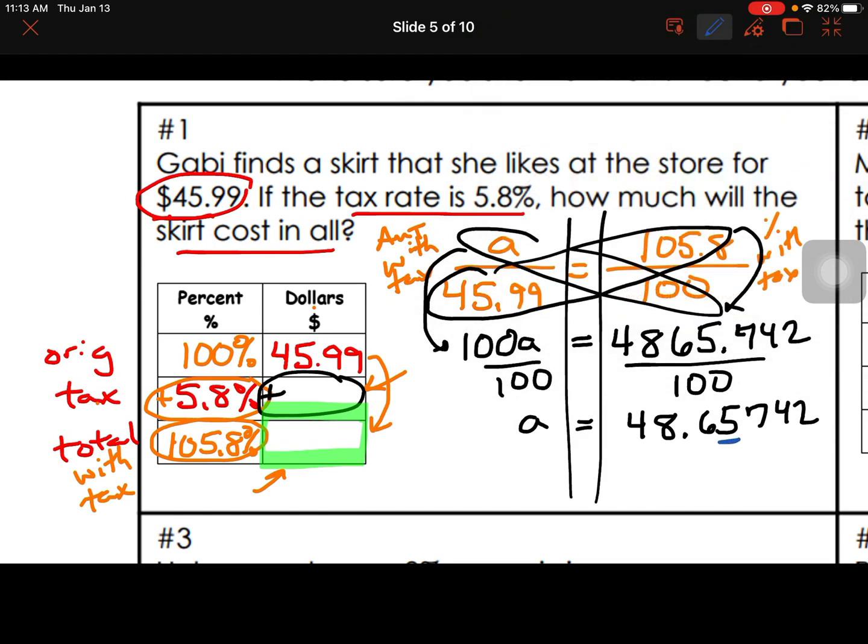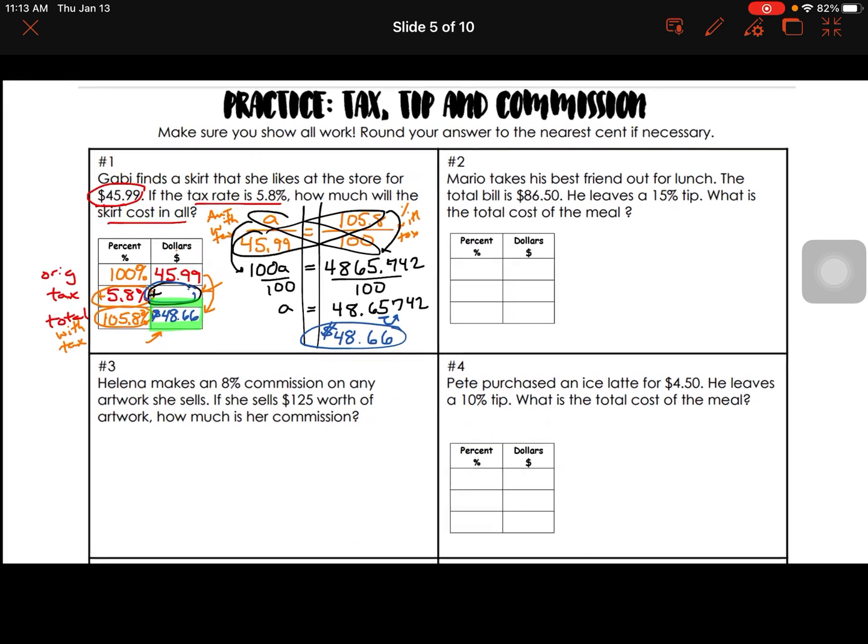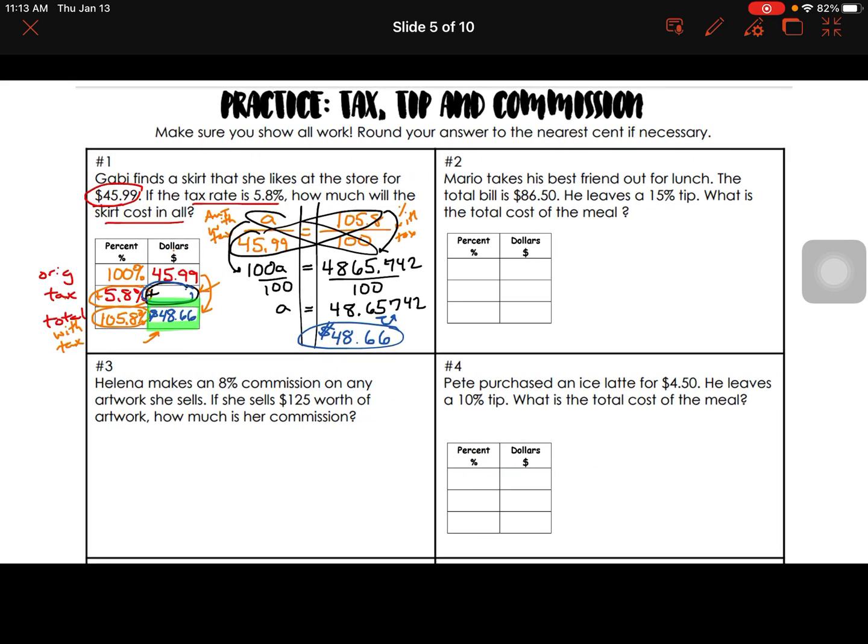But it's going to round to the nearest penny. There's a 5 in the hundredths place. Behind the 5 is a 7, so the 5 will become a 6, and the cost with tax is $48.66. Now, some of you may have done the 5.8%, found this amount, then added the 2, and you'll find that you get the same exact answer of $48.66.